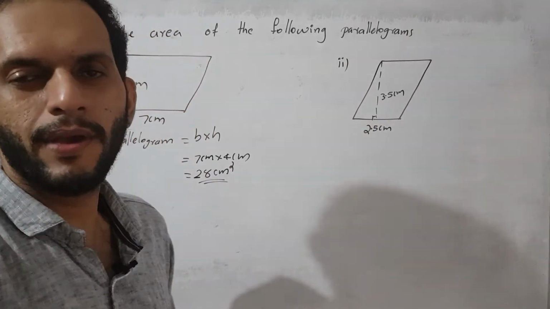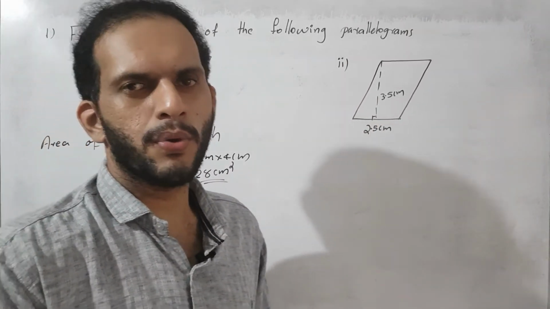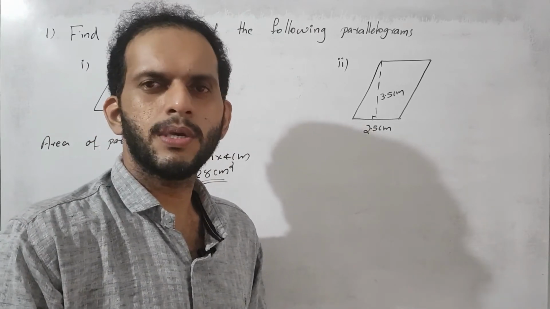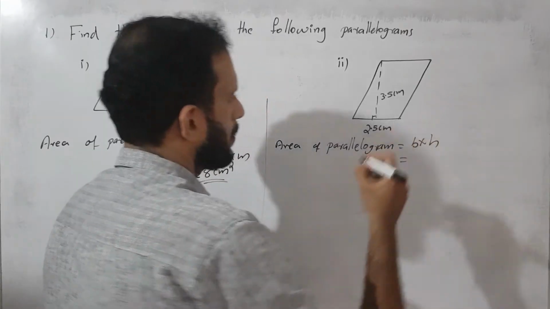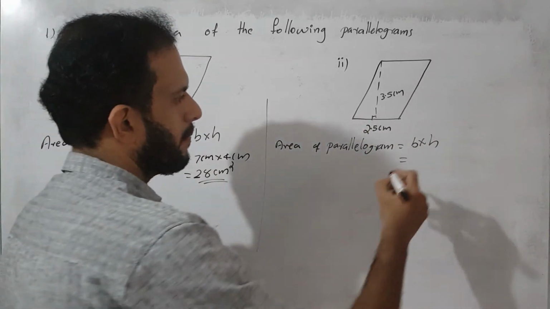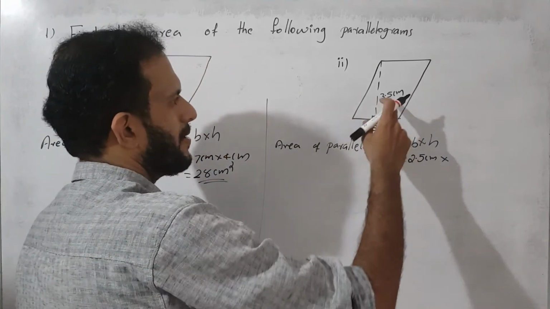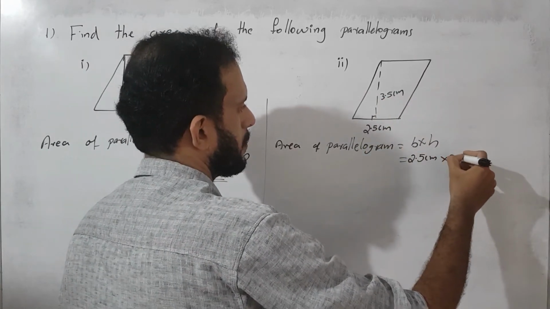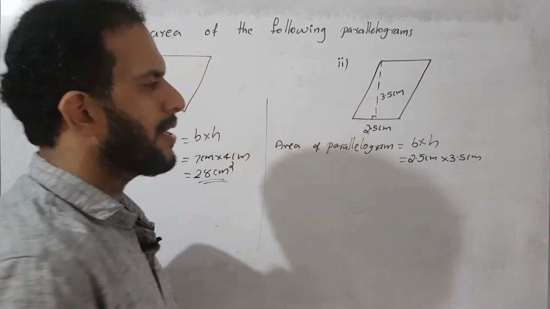Here also, what is the equation of area of parallelogram? Yes, the same equation. Area is equal to b into h. Then what is b? B is the base, given as 2.5, into h. H is 3.5 centimeter. Here we need to multiply two decimal numbers.